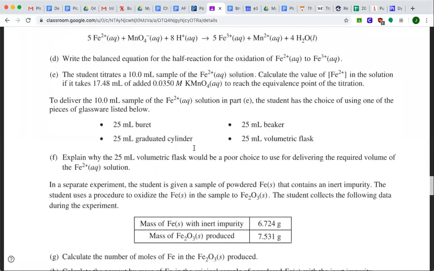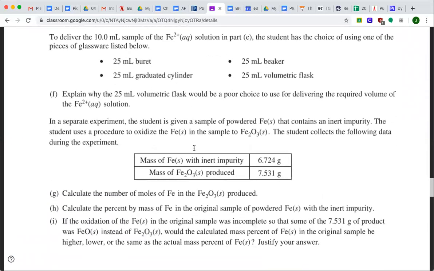Now let's take a look at this next beast. Okay, so to deliver the 10 milliliter sample of iron 2 solution in part E, the student has the choice of using one of the pieces of glassware listed below: a 25 milliliter burette, a 25 milliliter graduated cylinder, a 25 milliliter beaker, and a 25 milliliter volumetric flask. Explain why the 25 milliliter volumetric flask would be a poor choice for use delivering the required amount.